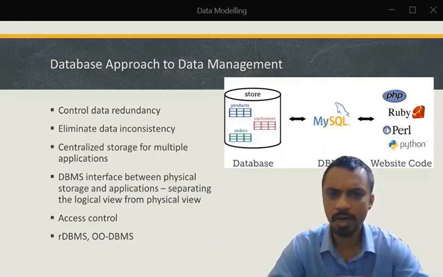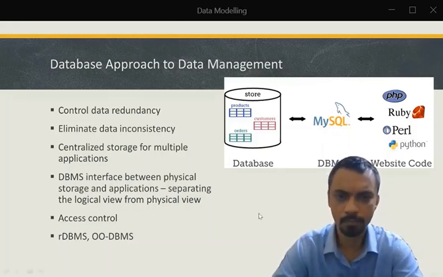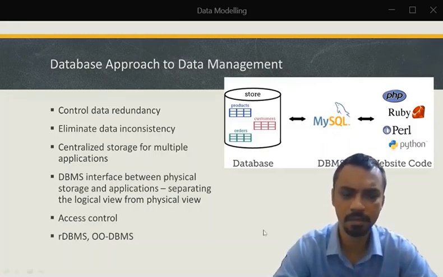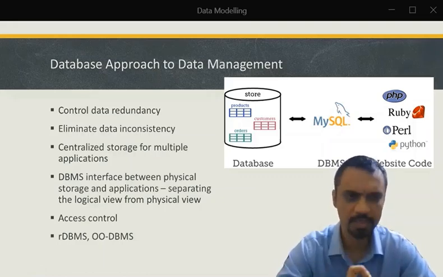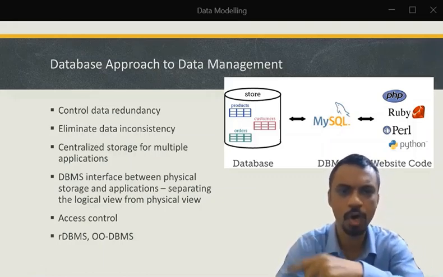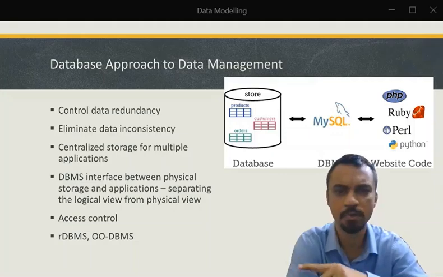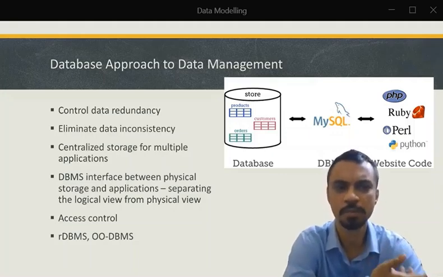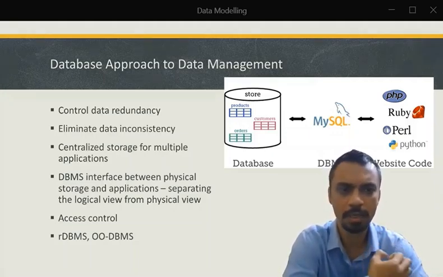So this is, broadly speaking, what database management is all about, and it's an essential part of any MIS, because we would want all these benefits to come from your MIS, and which are not possible unless you have a sound database management system.